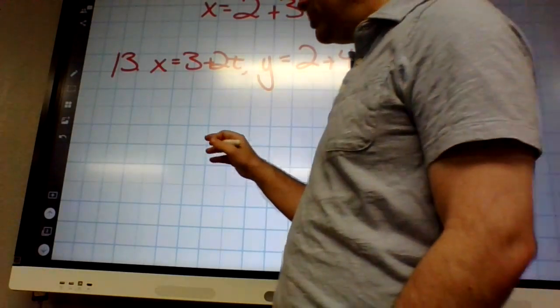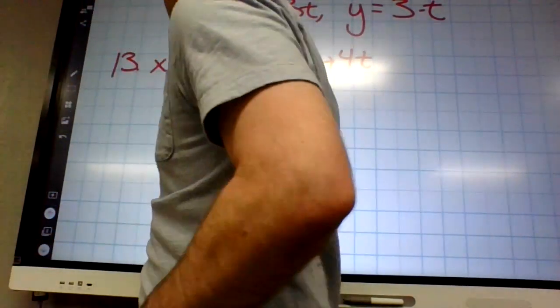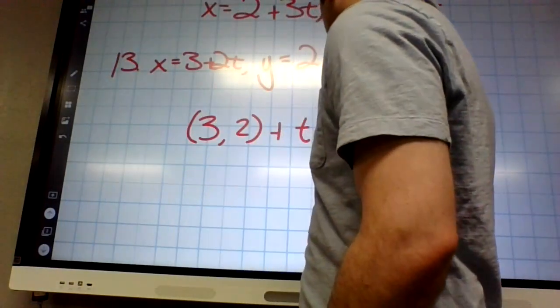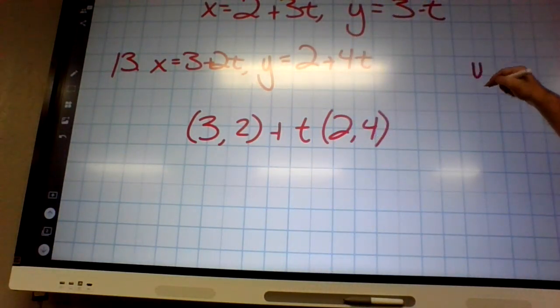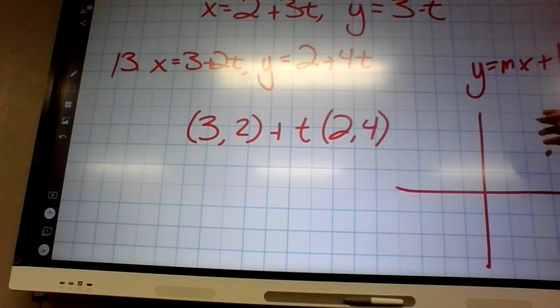So let me write the original down, then we'll talk about it. 3, 2 plus t, 2, 4. So when we use y equals mx plus b, we need the slope and the b value, and then that's the equation. How could we find the slope here of this thing? So it's going from 3, 2 to 2, 4. How do we find the slope of this line?